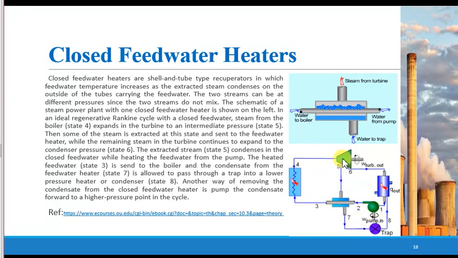At point 5 the turbine is bled and the steam enters this chamber. At point 2, in the closed pipe or tube, water enters and it is extracted at point 3, and the steam and the water are not mixed. Therefore, it is called the closed feed water heater. I hope you have understood it.